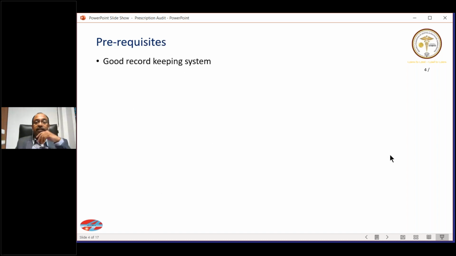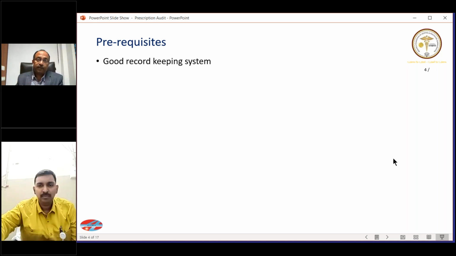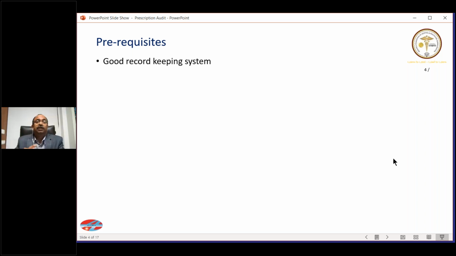Now these prerequisites are applicable to just about any audit. In the health system, when we do audit, you know by definition that audit is almost always a retrospective review. Now, how will you get a retrospective review? The retrospective review is only possible when we have a record keeping system. If we don't record anything, you will not have any base or any document to do the audit. So record keeping system is absolutely necessary.